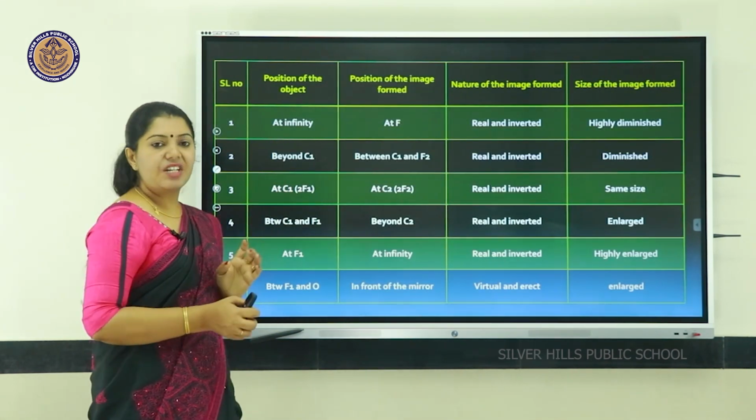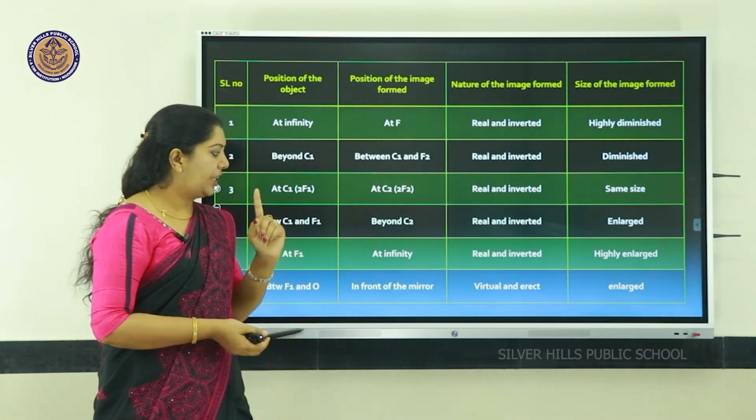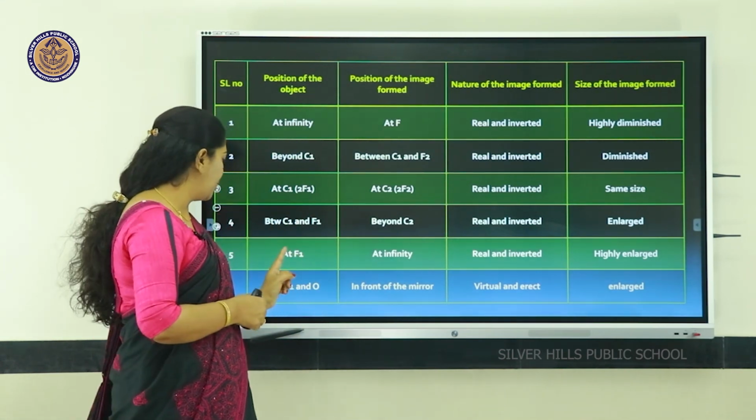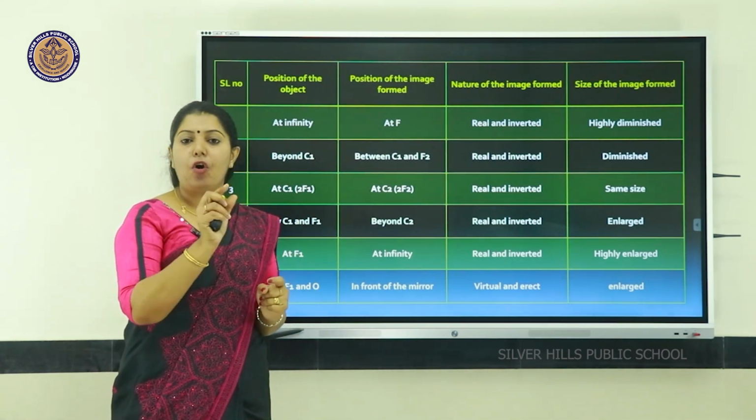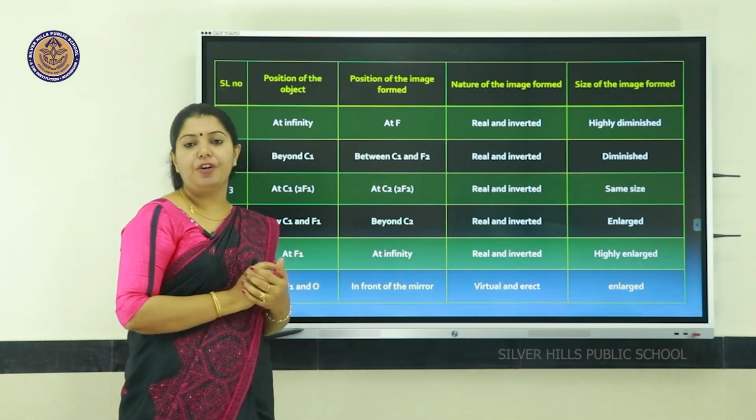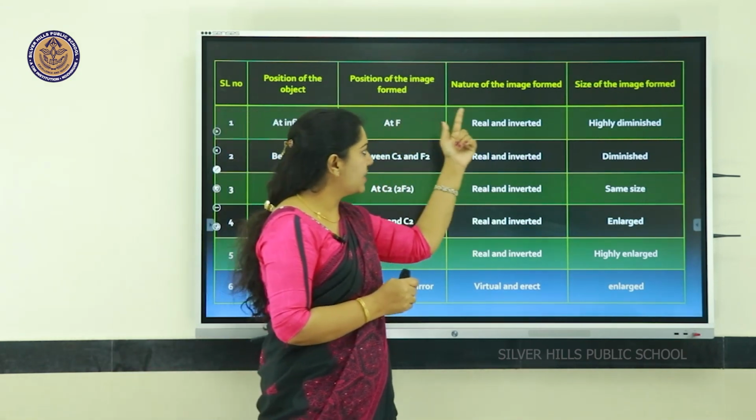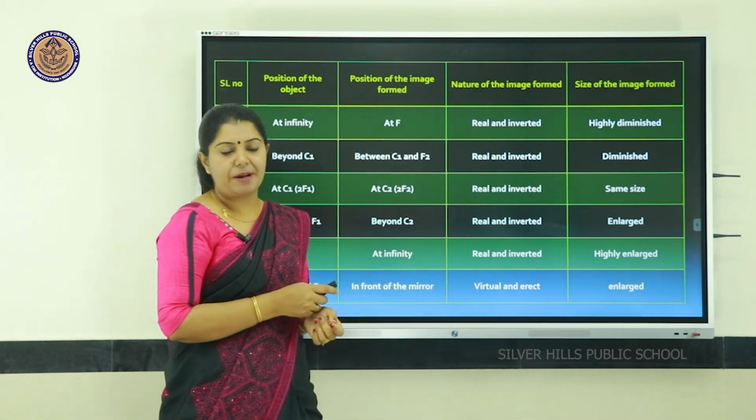So these are the cases which we have discussed. You know that for getting a virtual image, there is only one case: we keep our object between F1 and optic center. All other cases are real and inverted images.